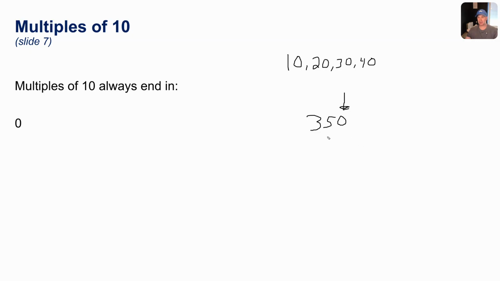In fact, if I was to break it up into what are called factors, which we'll soon learn about, 35 times 10 is equal to 350. Again, the multiple 10 multiplied by the number 35.